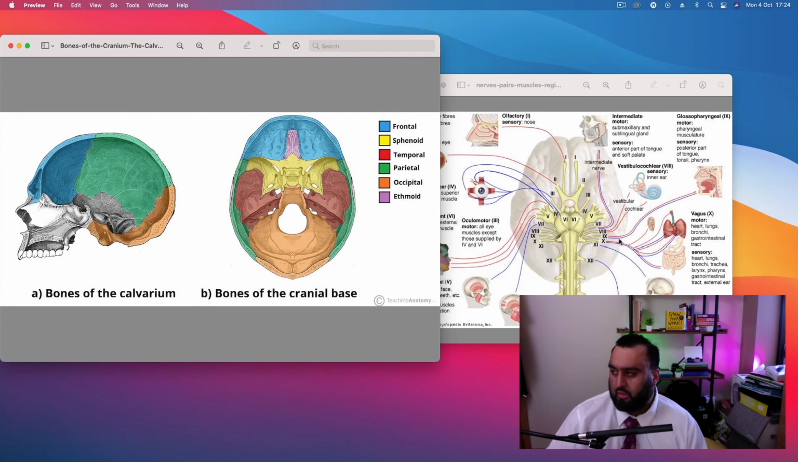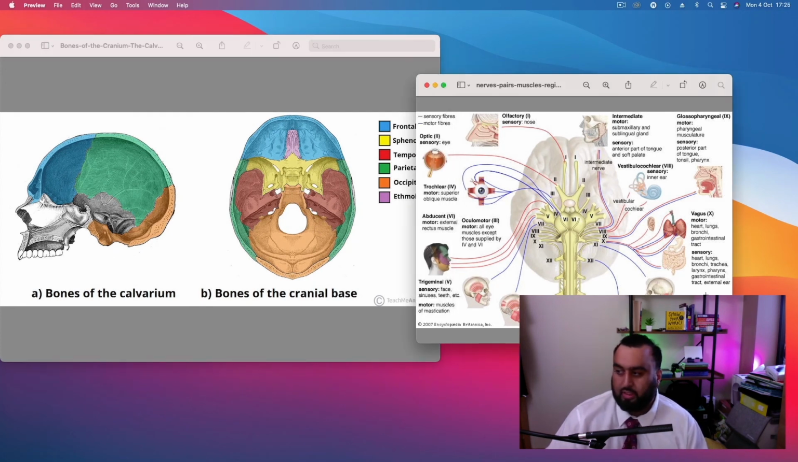Moving to cranial nerve number 11, the accessory motor nerve. It is responsible for innervating the sternocleidomastoid and trapezius muscles in the neck region. Very important for moving the head left and right.